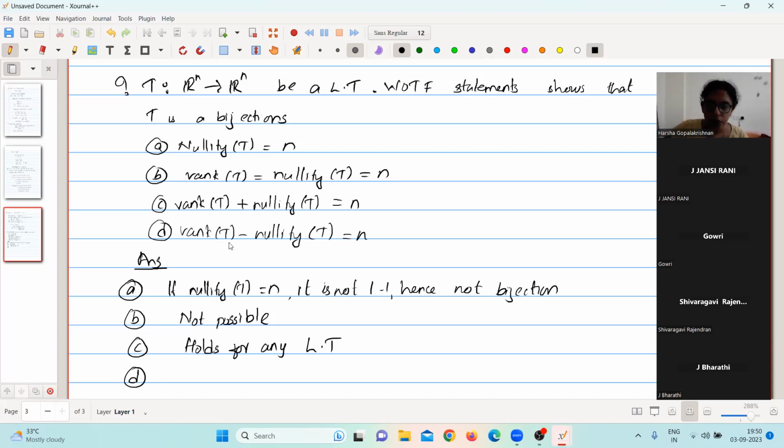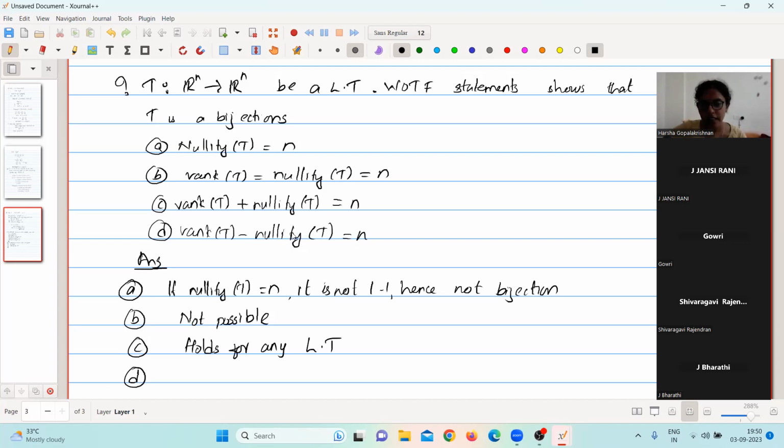Okay. So using this condition, you should be able to prove T is a bijection. To prove T is a bijection, it is enough to prove that nullity of T equals 0. So now can you think how we can prove? Anyone can answer? By converse.